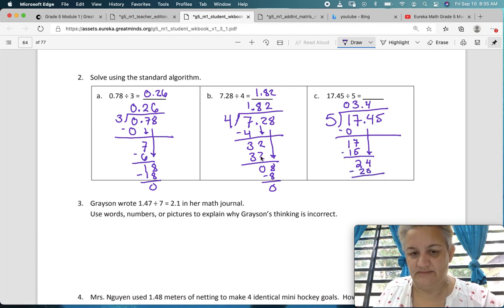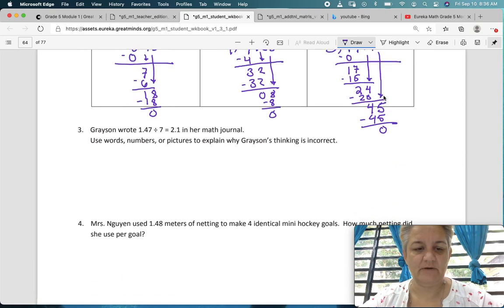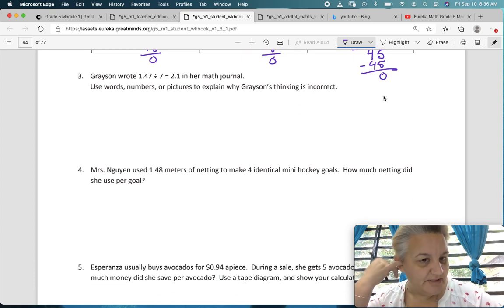Okay, these are all subtraction. 24 minus 20 is 4. Now I have 4 tenths and 5 hundredths, so I'm just going to call that 45 hundredths. 5 goes into 45 hundredths 9 times. 9 times 5 is 45 and 0. My answer is, you don't have to put the 0, 3 and 49 hundredths. Are we understanding the standard algorithm?